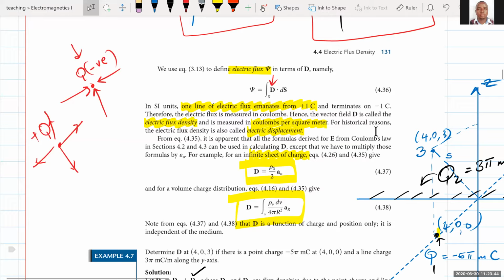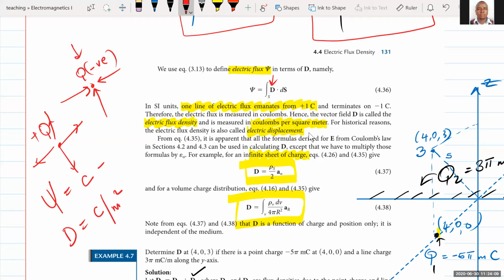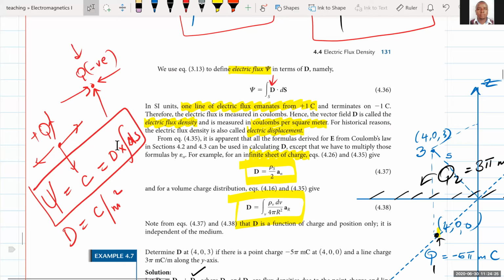And for historical reasons, the electric flux density is also called electric displacement. What we need to be very clear about here is that flux is measured in coulombs, but D is measured in coulombs per meter squared. And therefore, flux is given by D times area, which is why we do the integral of D dS. So that should come out as clear. The flux is all the lines that are passing through the surface, multiplied with the flux density.